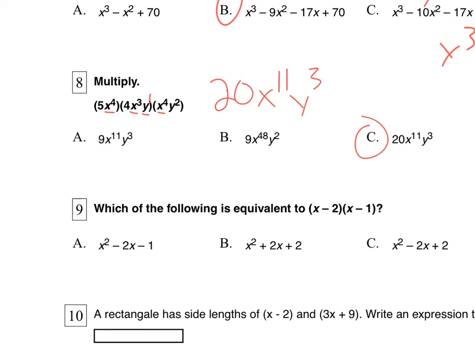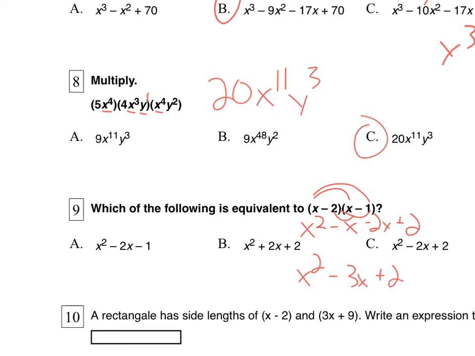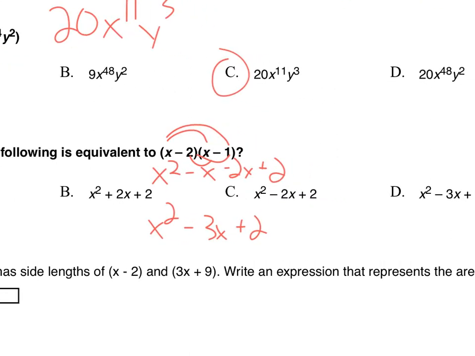Number 9, which of the following is equivalent? So we're going to distribute that out. X times x is x squared. Then we get negative x, negative 2x, and plus 2. Combine your like terms and you get x squared minus 3x plus 2, which then is D.